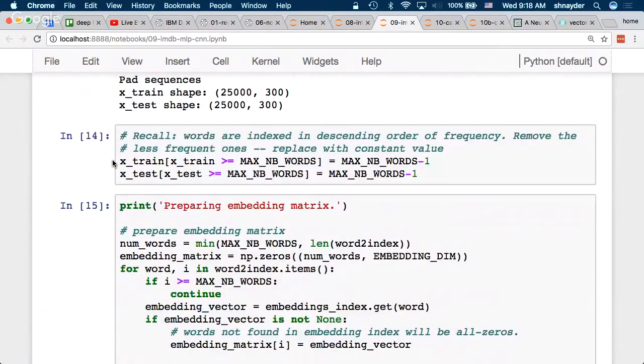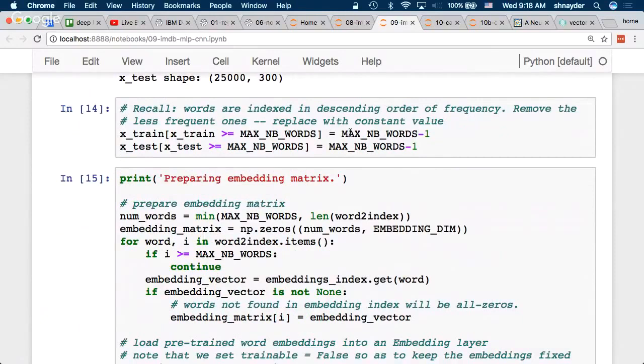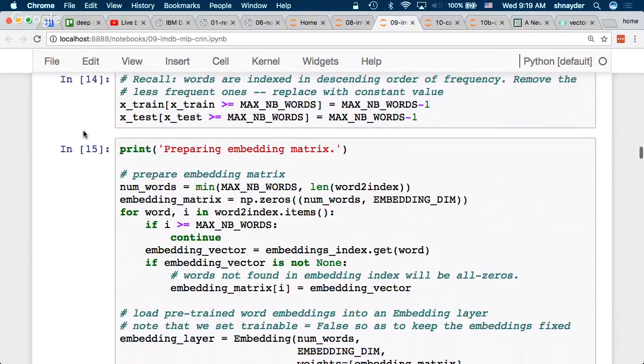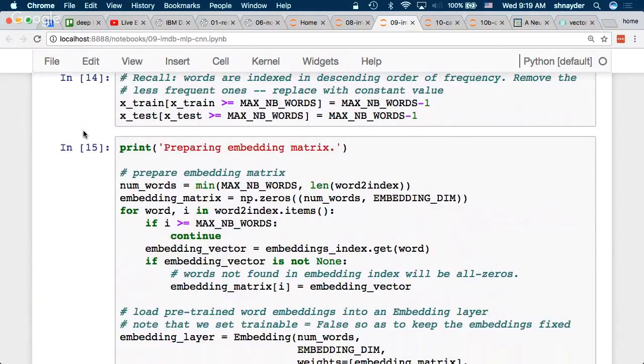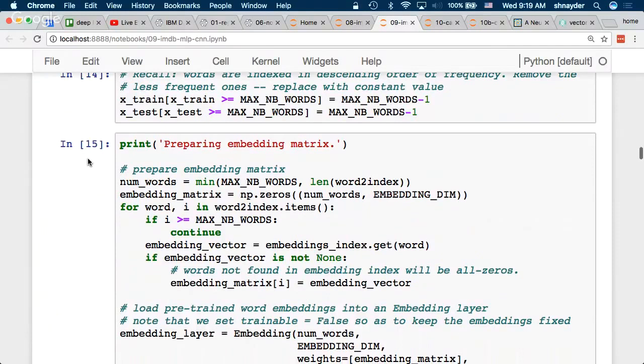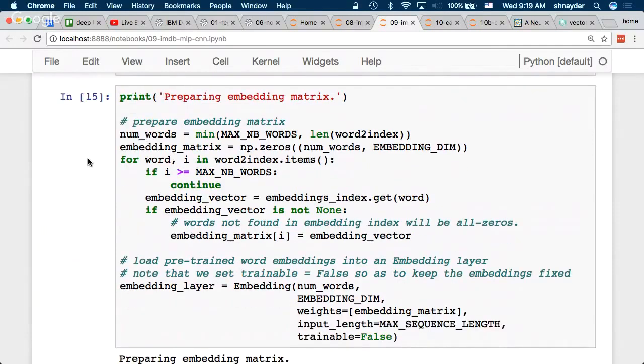So here we're going to say, every number that's bigger than 20,000, we're going to replace with 19,999. So now we've gotten rid of all the really rare words. Instead, our network is basically going to say, you know, this film is rare word, something, something, right? So we're just using a fixed number for all the rare words. Hopefully it'll generalize better that way. Maybe it doesn't know what a rare word means, but at least it's not going to be able to memorize, oh, I saw this word once, it means it must be really positive.